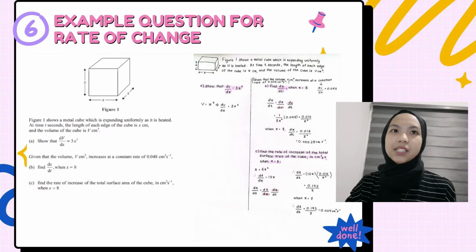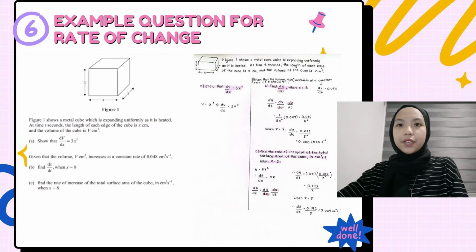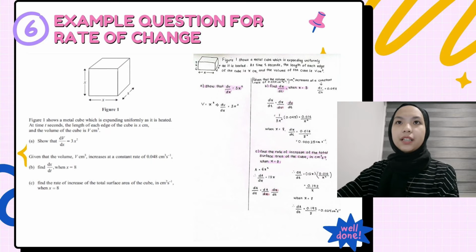In order to answer this question, first of all, as we see in the diagram, the volume V is equal to x times x times x. In other words, it will be x cubed. It follows that if we differentiate this with respect to x, dV/dx is going to be 3x squared.